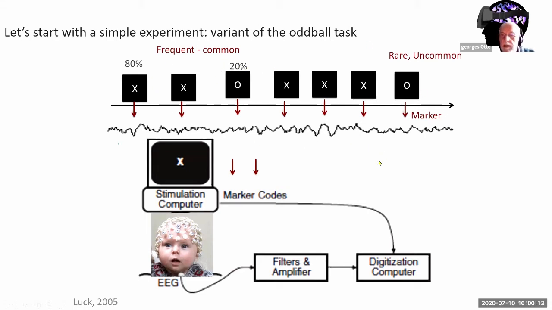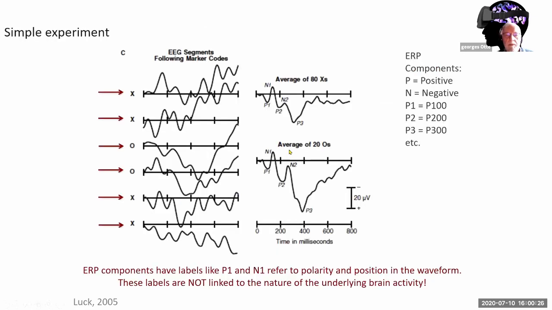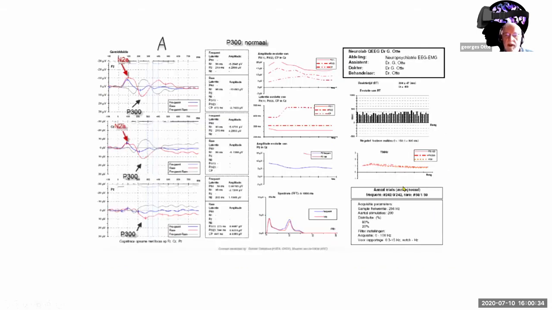But what's also important is that the sequence must be irregular. The irregularity of the sequence will have a large influence on the amplitude of the P300. And again, we have this ensemble averaging from the X and the O basket and two averages, the one for the frequent and the one for the rare stimulus.